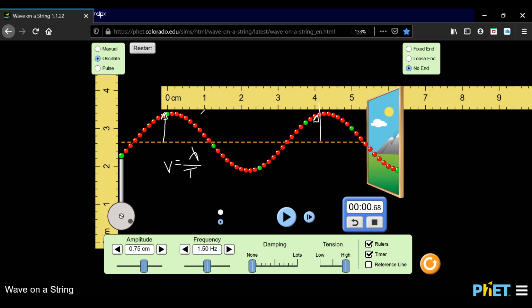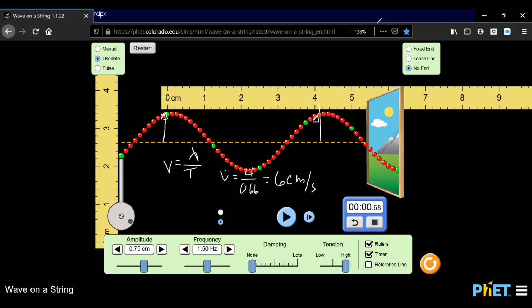And sure enough, for these values that were given, the period we measured is 0.66. We had 4 centimeters. So v equals 4 centimeters divided by 0.66. 0.66 is obviously 2/3, and so dividing by 2/3 is multiplying by 3/2, we get around, plus or minus, with uncertainty, about 6 centimeters per second. 6 centimeters per second is the speed of this wave.